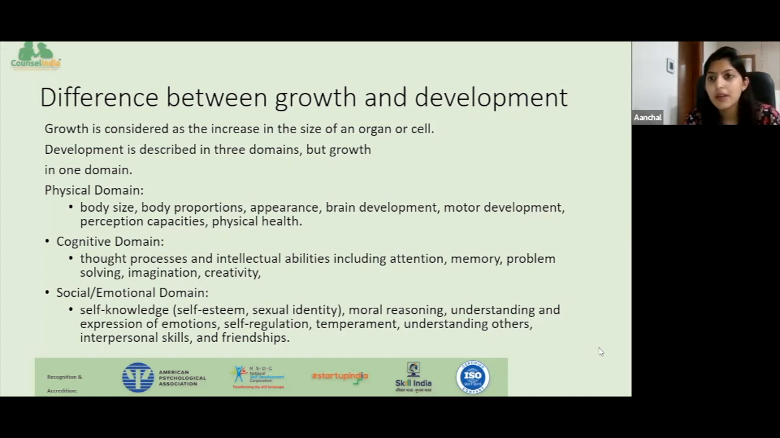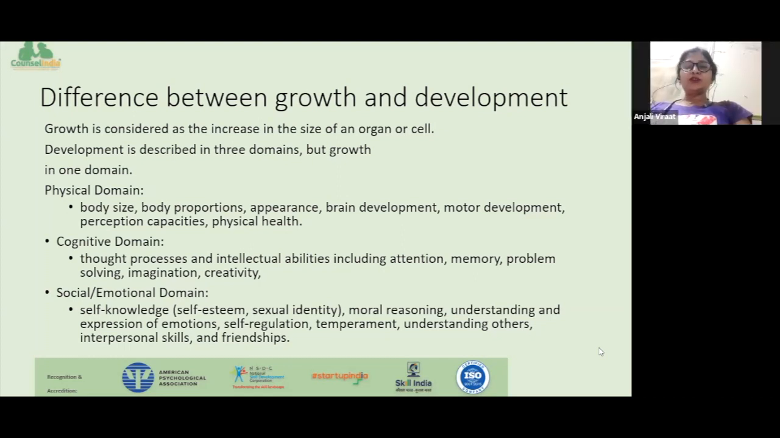Yes, Anjali, you have some doubt? Ma'am, I want to add one more point to this. I want to clarify whether I am right or wrong. Growth is a natural process. Every child is going to grow in one way or the other. But development depends on the surroundings of the family, the surroundings available to the child. So this is the difference.